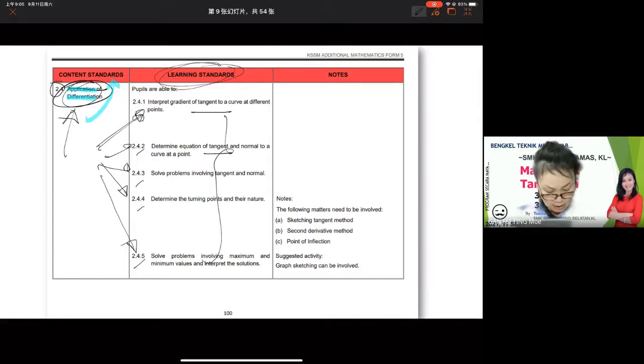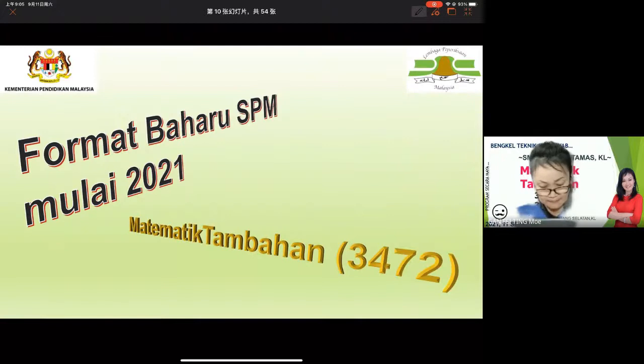So then we continue. Before I show you the question, let me finish this part. Format baharu SPM mulai 2021. This is your format, and I take this straight from LP. That's why it's in BM. I don't change the wording, I just change the style only. Your code paper, don't forget, is 3472. All right, 3472, Paper 1 and Paper 2.